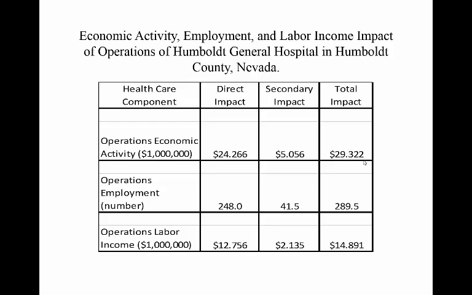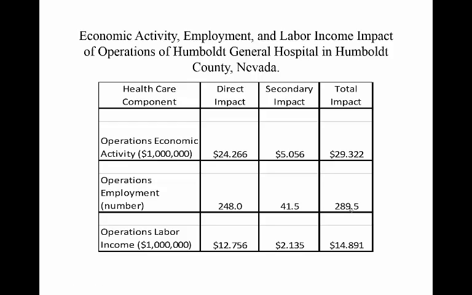That's a pretty big economic sector, and it's even getting stronger as Humboldt County gets more and more services. This is a sector that's often overlooked. It is big to the general economy of Humboldt County. Operations employ 248 people directly, and indirectly through those leakages and linkages to other sectors, about 42 extra employees, or about 289, rounded off 290 employees, total employment directly related to Humboldt General Hospital.